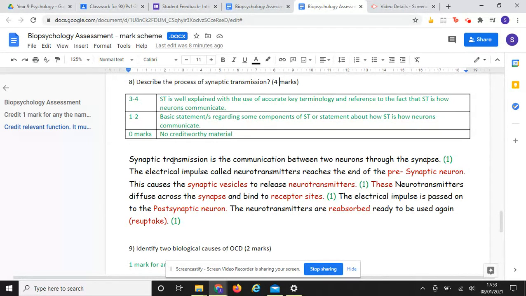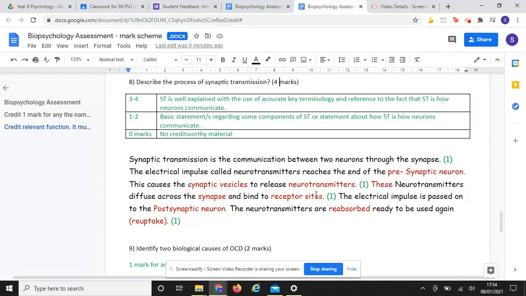If you write it how I've written here as an example: synaptic transmission is a communication between two neurons through the synapse. The electrical impulse reaches the end of the presynaptic neuron. This causes the synaptic vesicles to release the neurotransmitters. It could be serotonin, it could be dopamine, any kind of chemical that is released. These neurotransmitters diffuse across the synapse and bind to the receptor sites of the other neuron.